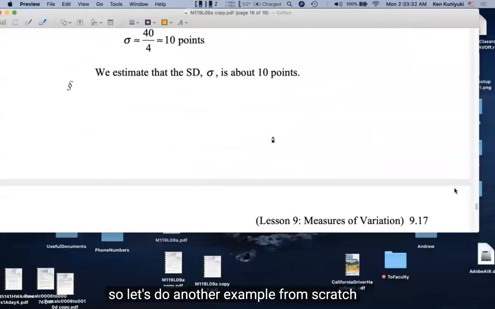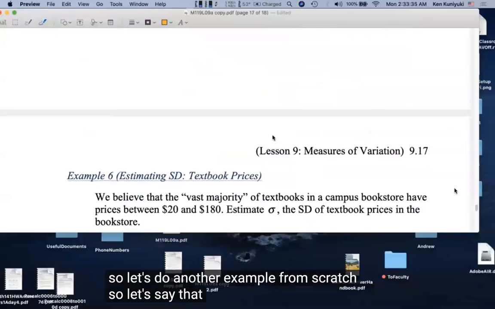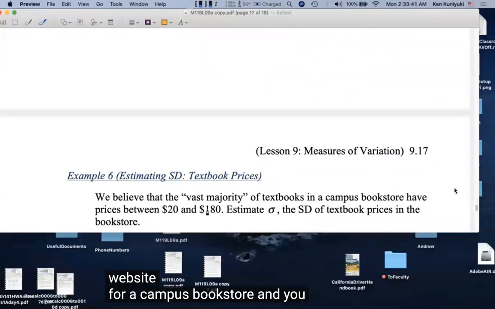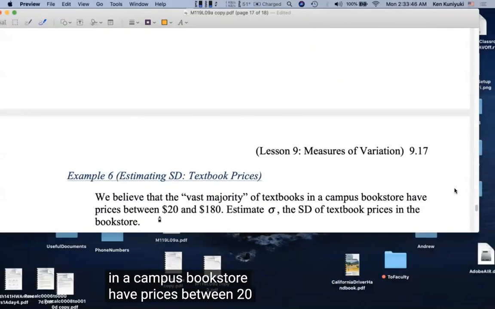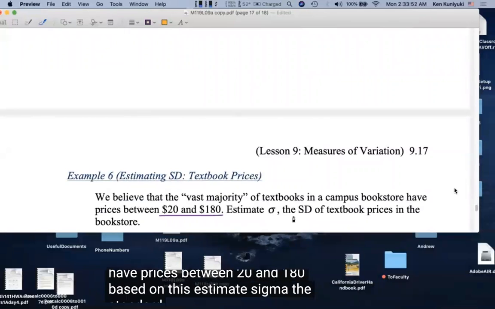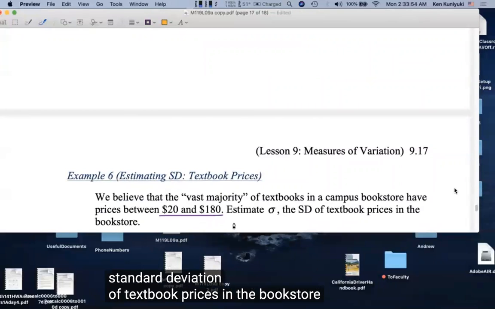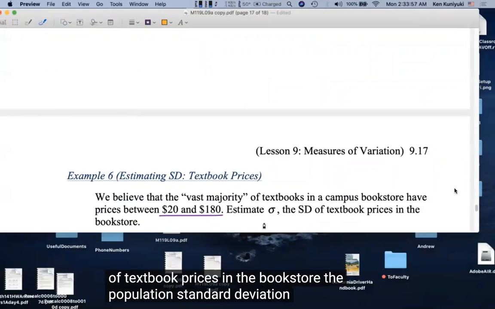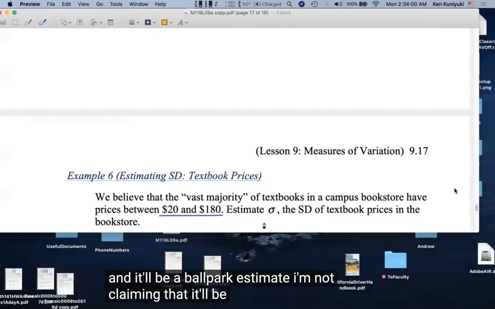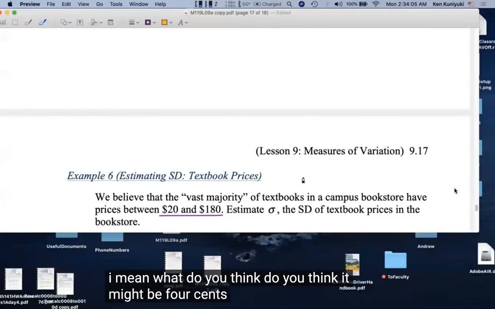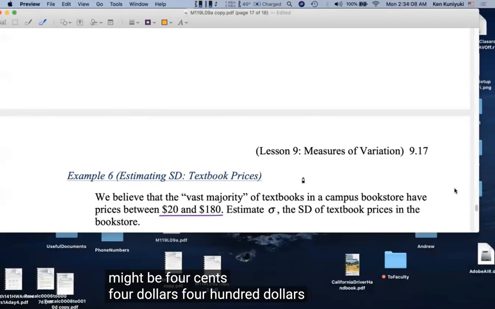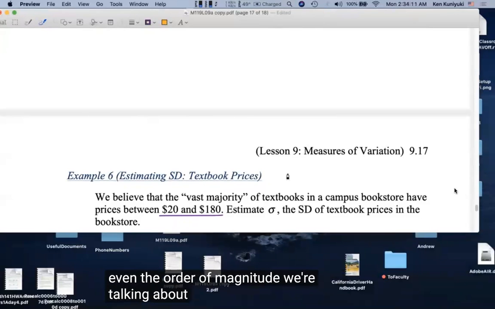So let's do another example from scratch. So let's say that you browse through the website for a campus bookstore, and you think that the vast majority of the textbooks in a campus bookstore have prices between $20 and $180. Based on this, estimate sigma, the standard deviation of textbook prices in the bookstore, the population standard deviation. And it'll be a ballpark estimate. I'm not claiming that it'll be precise, but let's just get a ballpark estimate. I mean, what do you think? Do you think it might be 4 cents, $4, $400? What's even the order of magnitude we're talking about?